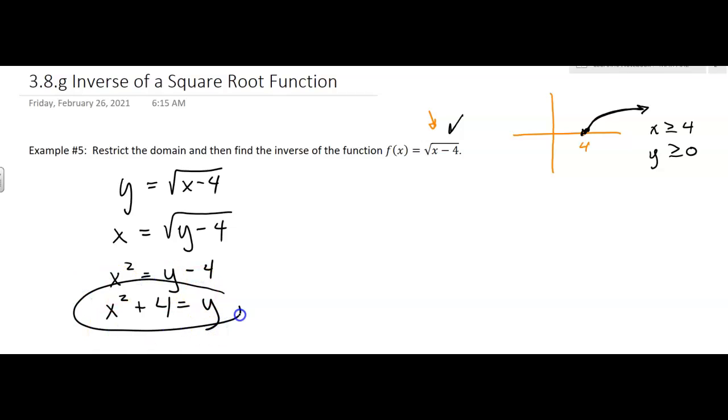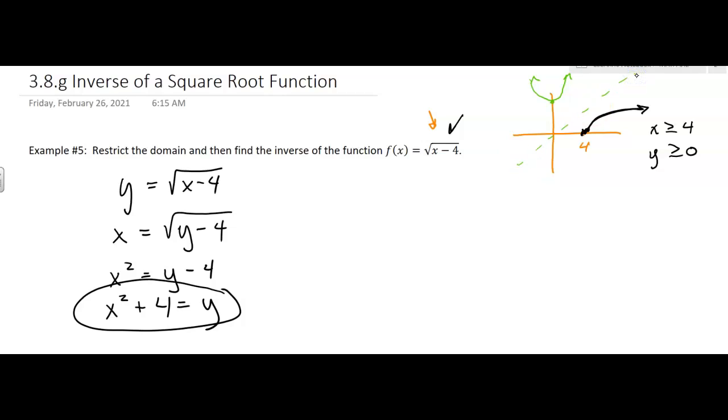We know what this looks like. It's a parabola, right? And it's up 4 units. So I'm going to draw it up here. And it's going to be a parabola looking like this. Okay, but we have a problem because that is not a reflection of the original function about the diagonal line.